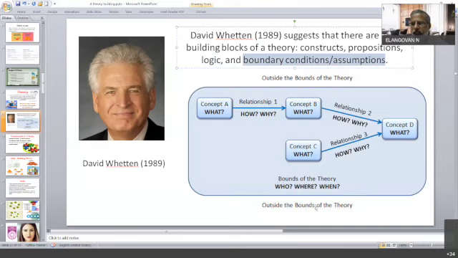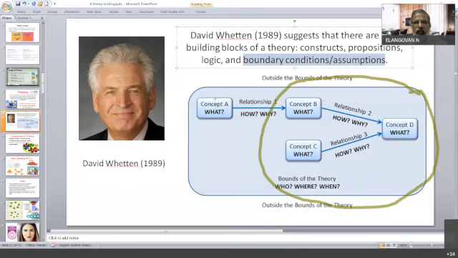There are other aspects outside the boundary. We call it extraneous. Extraneous means outside the boundary. So extraneous factors are also there. So if I change the boundary, extraneous objects can come into the theory, then the theory gets expanded. Or if I draw the boundary here, I can annotate it, one minute. So if I draw the boundary here, this becomes extraneous.